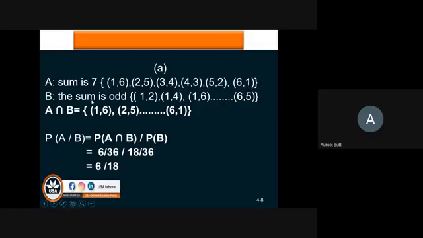Then comes event B. Event B is defined as the sum is odd. It means you add both outcomes, and the sum you get will be an odd number. So 1 plus 2 means 3, it's an odd number. 1 plus 4 is 5, that is an odd number. Up till so on 6 plus 5, that is an odd number as well, equal to 11. So you need to enlist all those sample points whose sum results in an odd number.